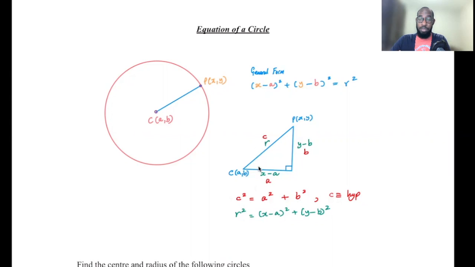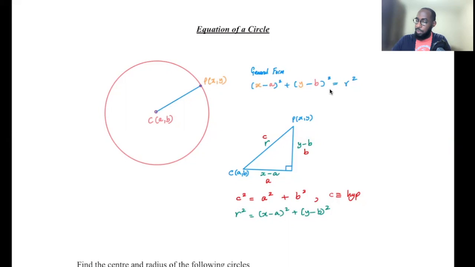The square of the hypotenuse is equal to the sum of the squares of the other two sides, (x minus a) squared plus (y minus b) squared. Now, in the general form for the equation of a circle, we usually write the radius on the right-hand side of the equal sign. So that's why we have r squared on the right-hand side. It doesn't mean you get it wrong if it's on the left-hand side. This is just how you usually see it in books, or if you check out videos, you usually see it on the right-hand side of the equal sign.